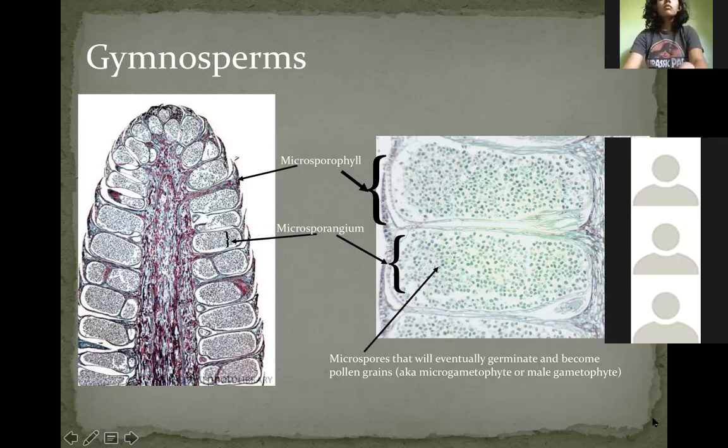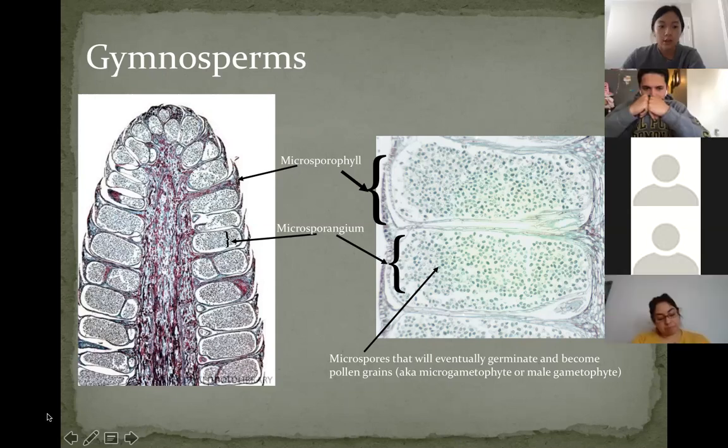Okay, so once again, the microsporophyll is the modified leaf, specifically for the male, that houses the microsporangium. That's this entire circular structure right here. Each of these individual little circles is a haploid microspore, and then eventually those haploid microspores will become the pollen grain. That's what's going to be dispersed in the wind to allow for the life cycle to complete, essentially.